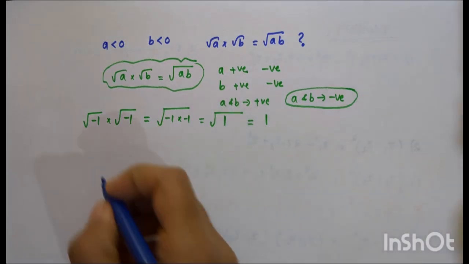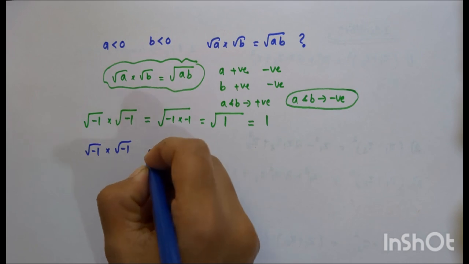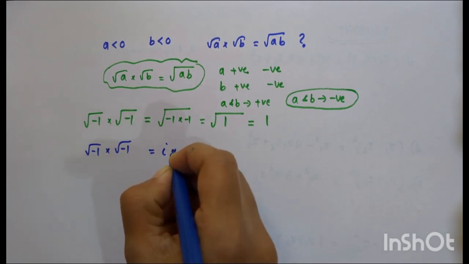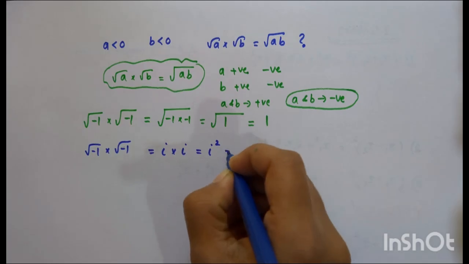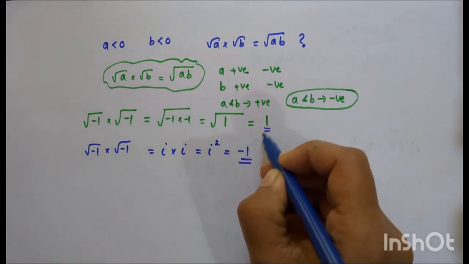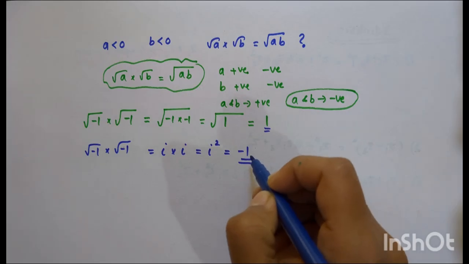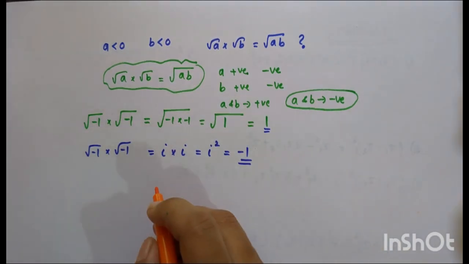But actually, what about square root of minus 1 into square root of minus 1? See, square root of minus 1 is i, into square root of minus 1 is i. i into i is i square. i square is actually equal to minus 1, no? So these two results are in contradiction, right? So what does this actually mean?